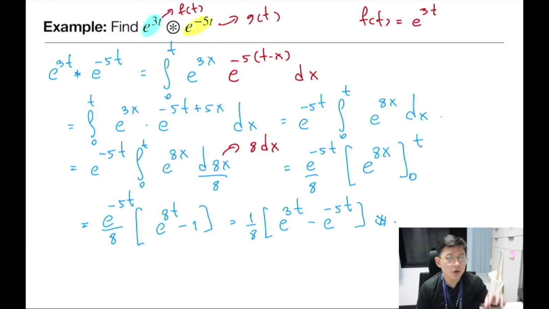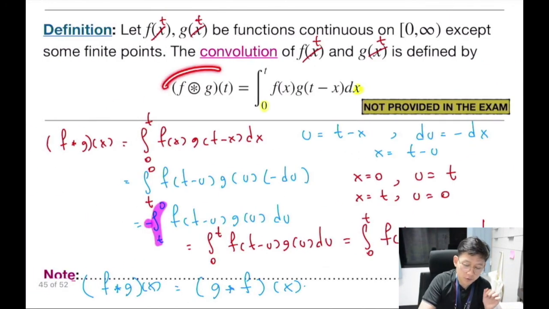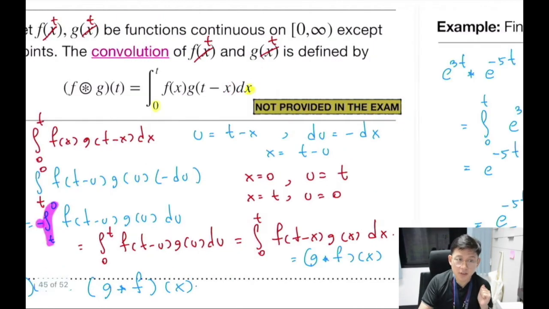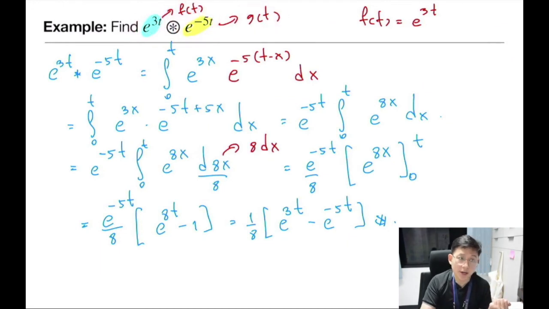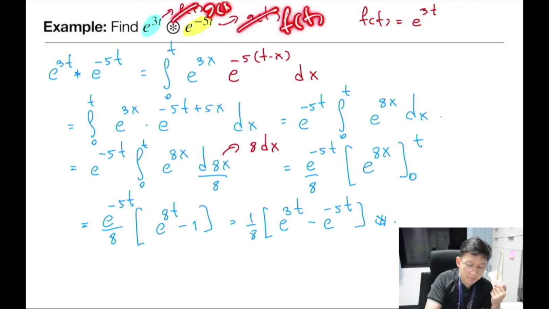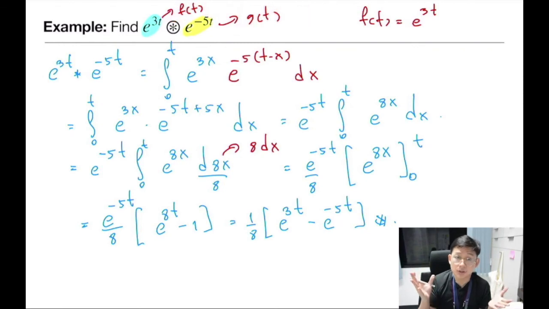Good. So right now you just follow the definition, right? The convolution of f and g is the integral from 0 to t of f(x) g(t minus x) dx. So here you want to find the convolution of this and this. You let one be f(t) and you let the other be g(t). It doesn't matter. You can let this be f(t) and let this be g(t), and you also have the same answer. So here is the integral.